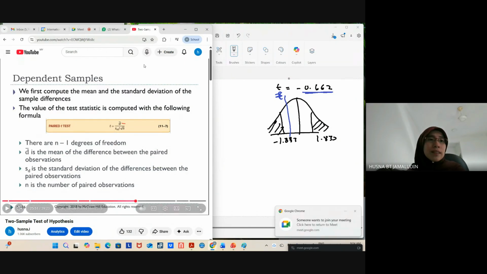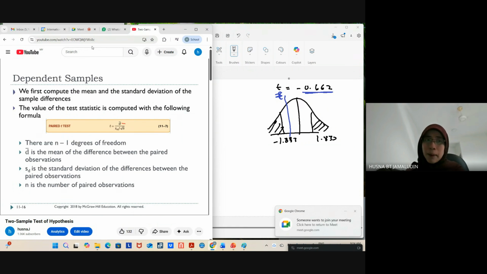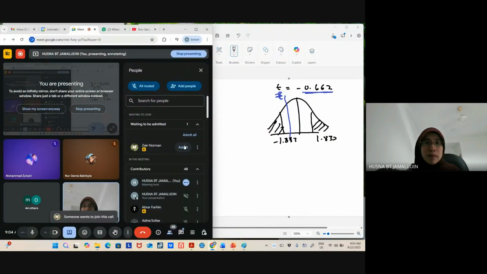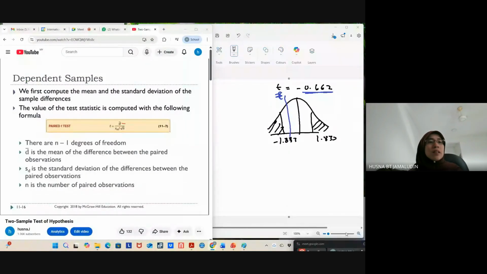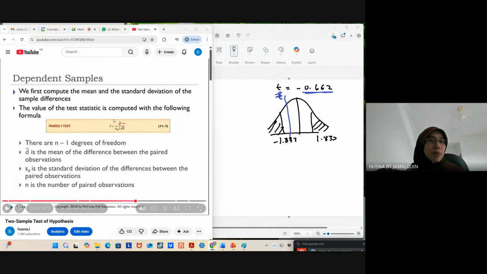Let's move to the dependent samples. We have covered independent samples, which are two different things, where you have the Z formula and the T formula. Now we are looking at dependent. Some people call dependent the paired test. What do we mean by dependent? It means you have two samples, but these two samples are very related to each other. Let's look at the formula.